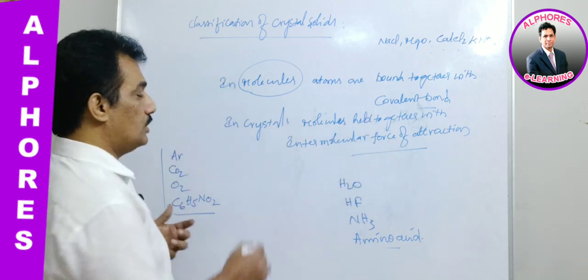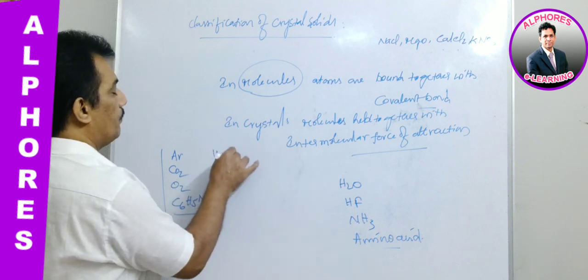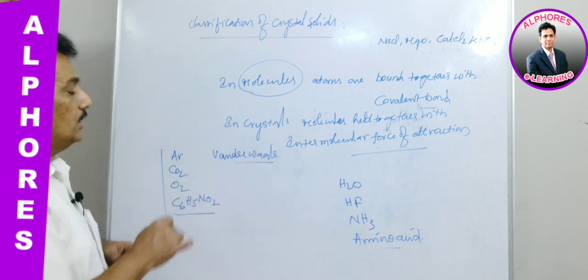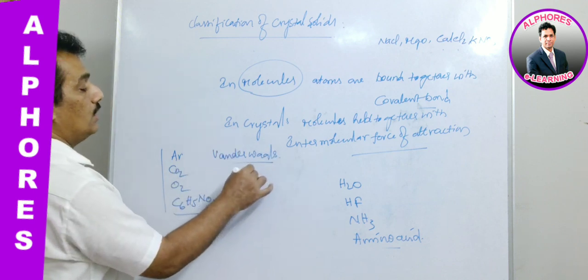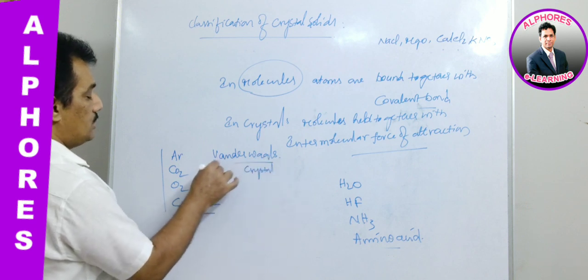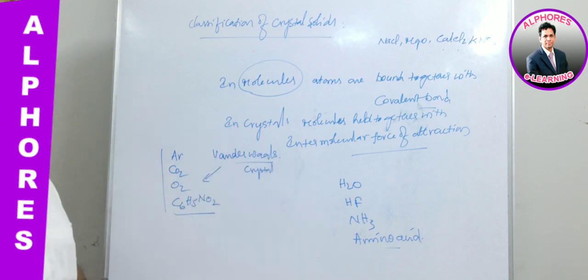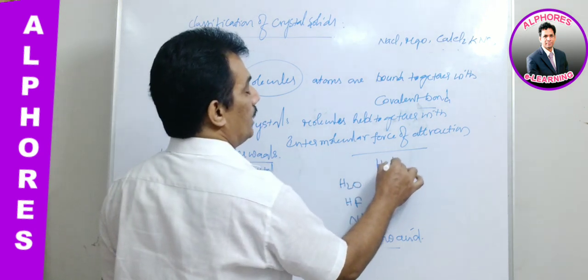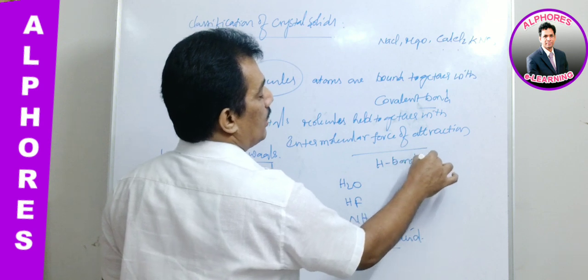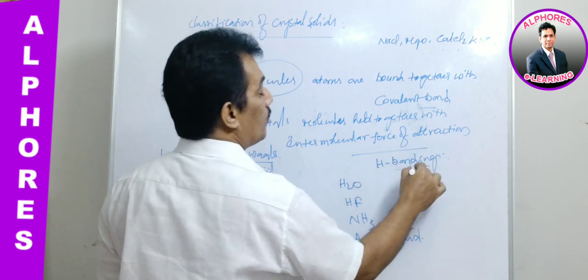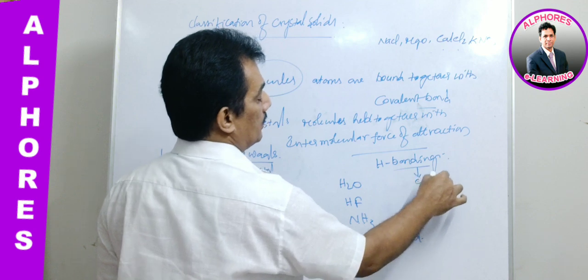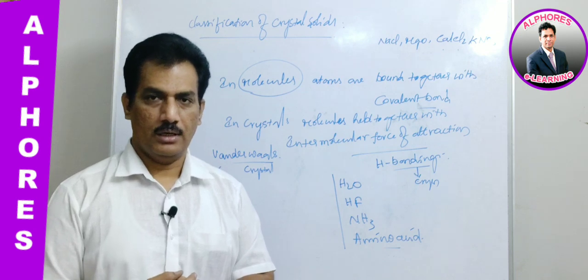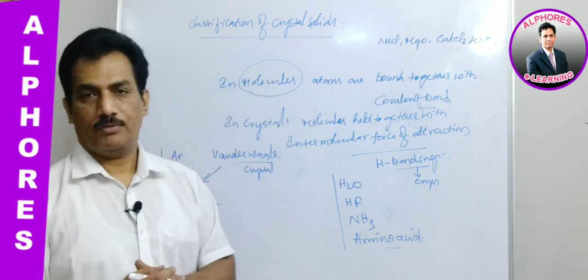This intermolecular force, if it is van der Waals force of intermolecular attraction, then they are known as van der Waals crystals. Simply, these are the best examples for this. And some sort of van der Waals force is nothing but hydrogen bonding. If hydrogen bonding is the intermolecular force of attraction, then they are known as hydrogen bonding crystals. These are the best examples for such type of crystals. Clear? That is about the classification of crystals.